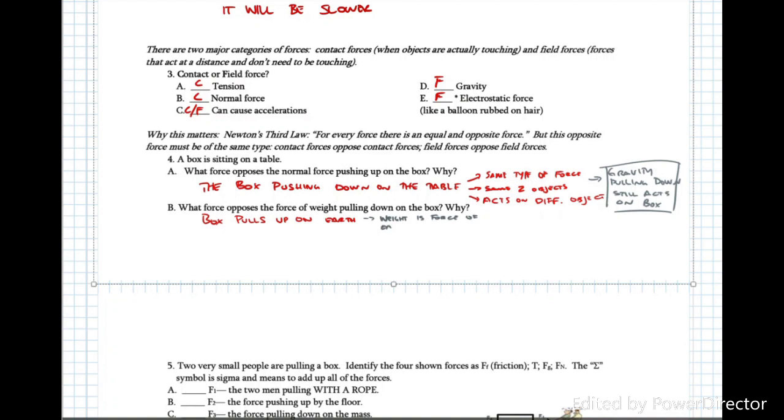Weight is the force of the earth on the box. You need to write that down. You need to know it. Everything else is still the same, right? It's still the same kind of force, still gravitational. It's still between the same two objects there. It acts on different objects.